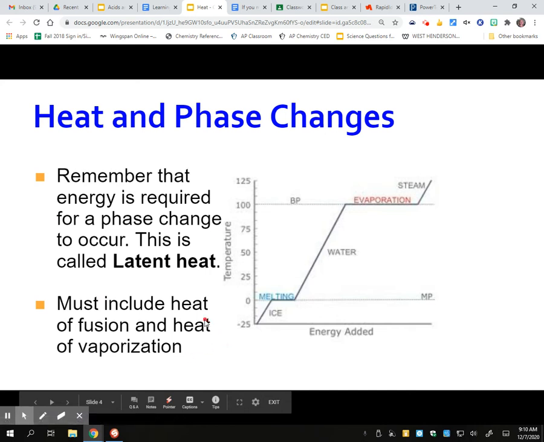What we're going to deal with are the ones for water because that's what's given to us in our reference tables. But we could apply it to any substance as long as we had the values of these. And the values of heat of fusion and heat of vaporization come from the amount of attractive forces that a substance has.